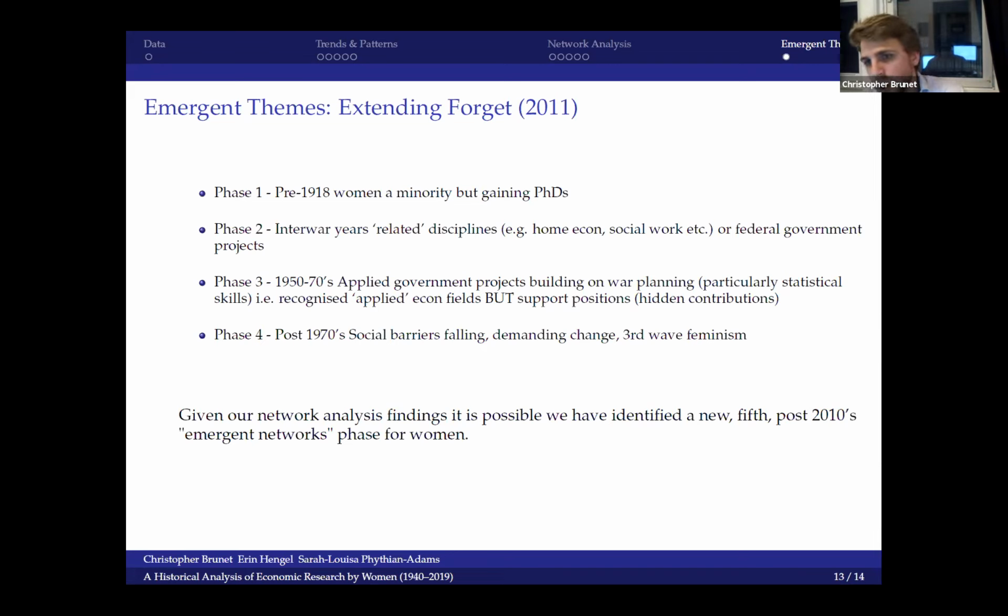Now, the reason why I walked through these four phases, 1, 2, 3, and 4, is because this is what we put forward in our paper: we have identified a fifth, post-2010s or 2010s emergent networks phase for women. And we talk about how that builds upon the work of Forget, it extends it, and we add a fifth phase. And I hope I didn't speak too fast. I kind of motored through a lot of that, but that brings me to the end of my presentation. I'm done.